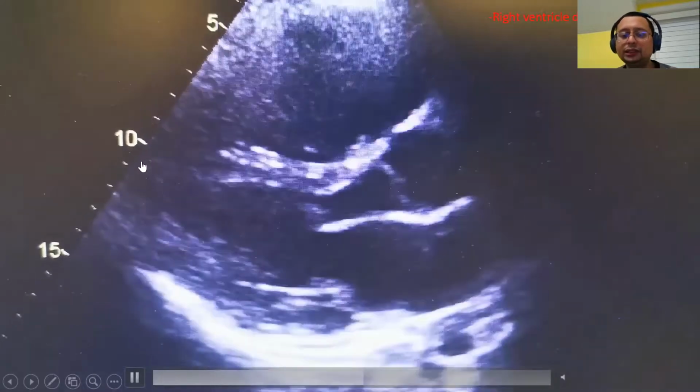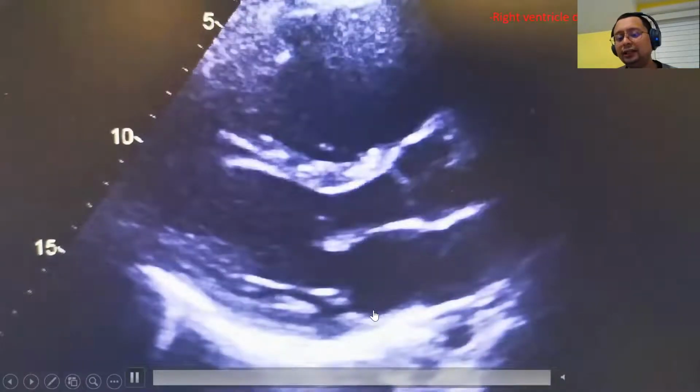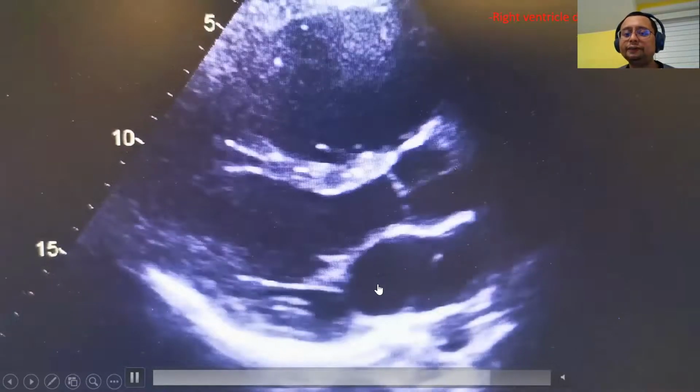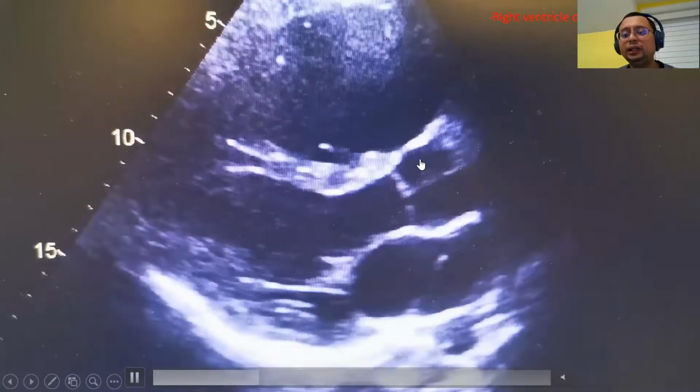So this is the parasternal long axis view, and you can see that there is no dilated coronary sinus there. So it is unlikely to be unroofed coronary sinus. We can also look for ventricular septal defect in this situation.